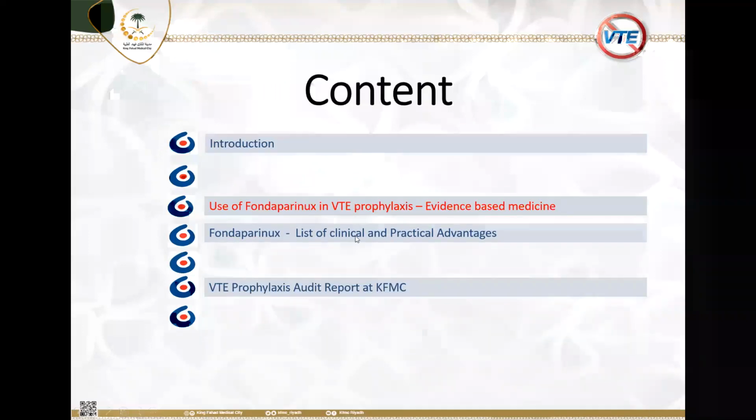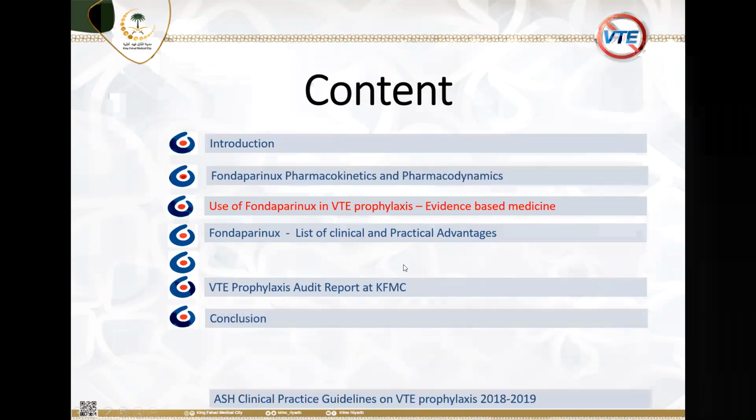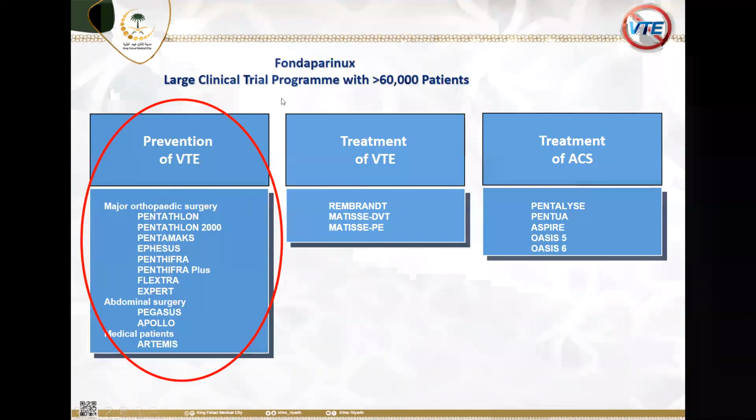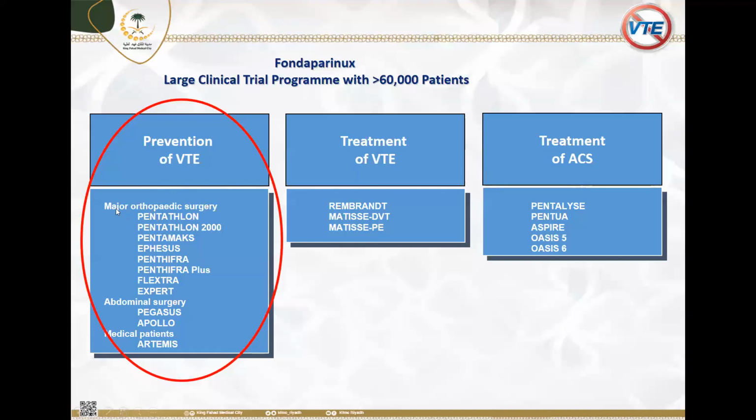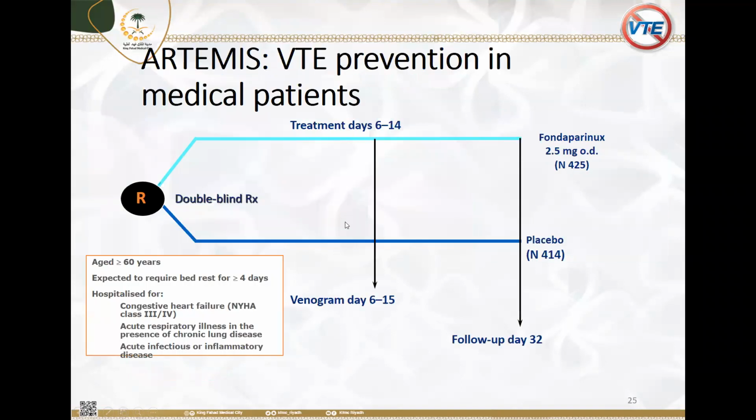So what is fondaparinux used for in VTE prophylaxis? What's the evidence? Behind it we have a large clinical trial program with about 60,000 patients. You have treatment of VTE, treatment of acute coronary syndrome, the famous OASIS trials. But here we have prevention of VTE. We have major orthopedic surgery trials, abdominal surgery, and for medical patients, the Artemis trial. So I am going to discuss with you the Artemis trial of VTE prevention.